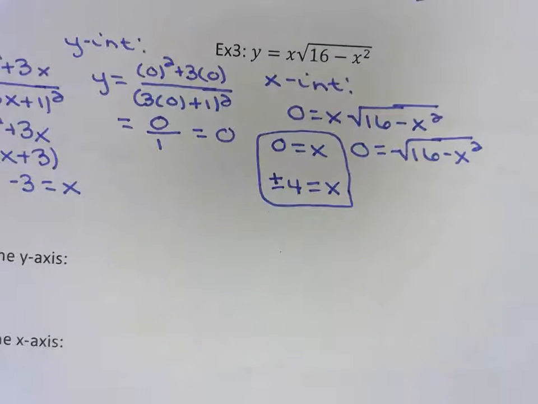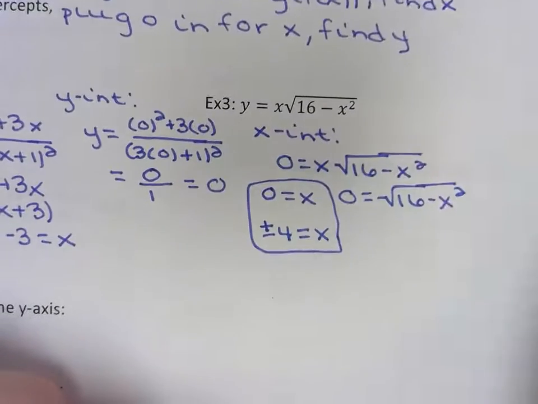So you could either set both parts equal to 0, square both sides, and solve it that way if you wanted to, or just think about it. What values of x are possible that will give me back 0? X either has to be 0 or x has to be plus or minus 4. So either the x part has to be 0 or the square root part has to be 0. Okay?